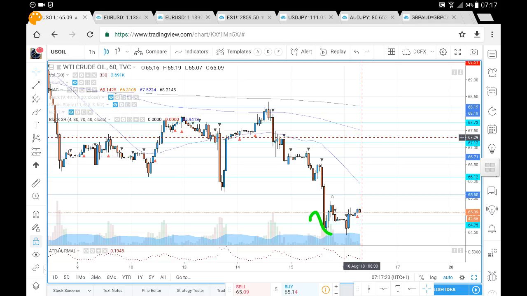So we've had price come down towards the 64.75, broke back above. Briefly broke below that 64.75, tested the 64.40s or so, and again we've seen a bullish reaction here on the US oil. So we'll see if we do see this recovery.